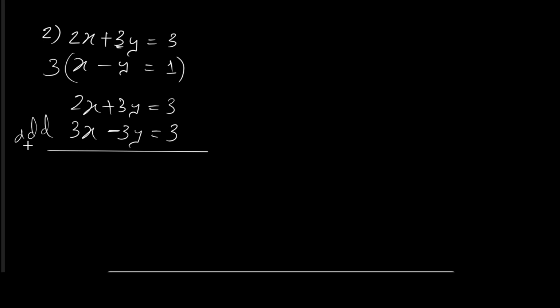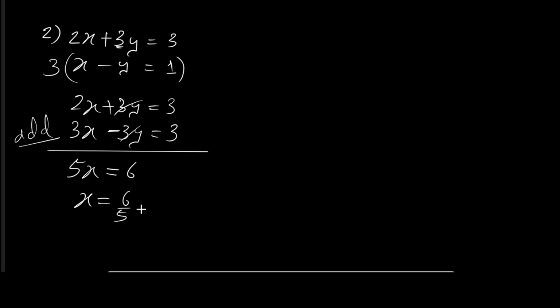So if we add these equations, 2x plus 3x gives us 5x, and 3y and negative 3y will cancel out, equals 3 plus 3 gives us 6. So x equals 6 over 5. So this is our answer. Our solution, x equals 6 over 5.